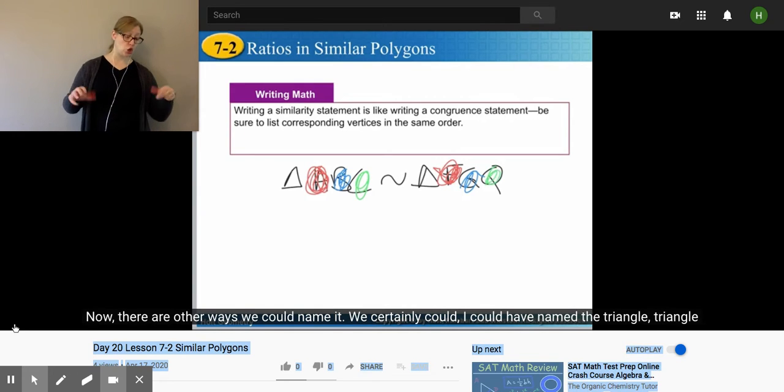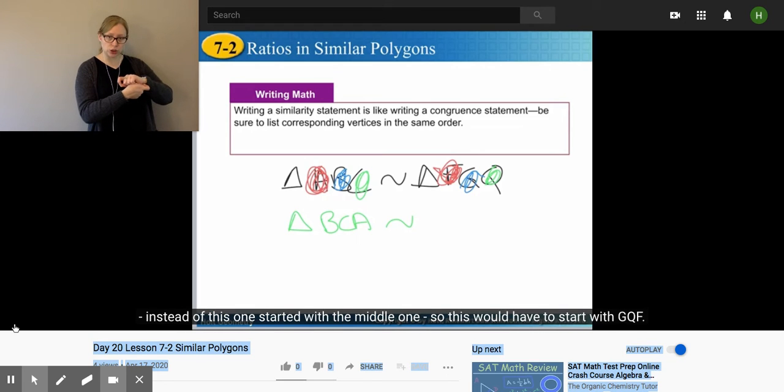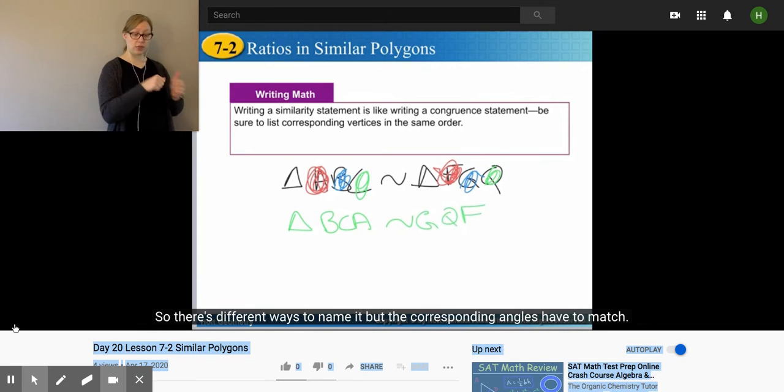Now there are other ways we could name it. We certainly could. I could name the triangle BCA, but then my similarity statement would have to start with, instead of this one started with the middle one, so this would have to start with GQF. So there's different ways to name it, but the corresponding angles have to match.